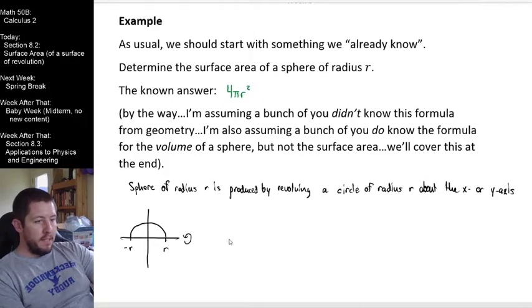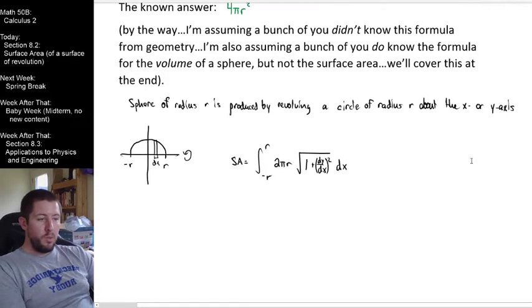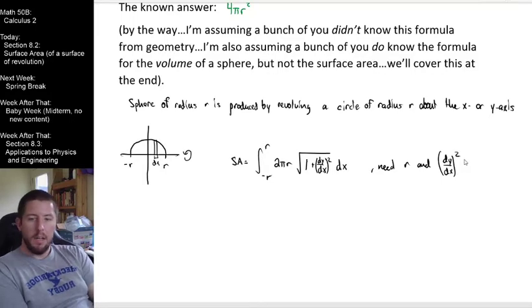So what I'm thinking to myself is that my surface area should be the integral from negative r to r of 2 pi r square root. I know that I'm doing this as I'm revolving this around the x-axis, so I'm picturing my bands being oriented like this. It looks like my infinitely thin dimension is going to be the dx dimension, right? So it looks like I'm going to be doing my 1 plus dy dx squared dx, right? So what this tells me is we need r and dy dx. Those are the two components I need.